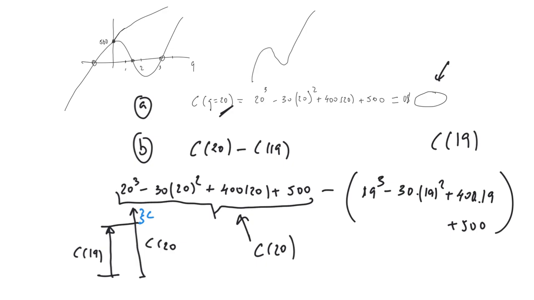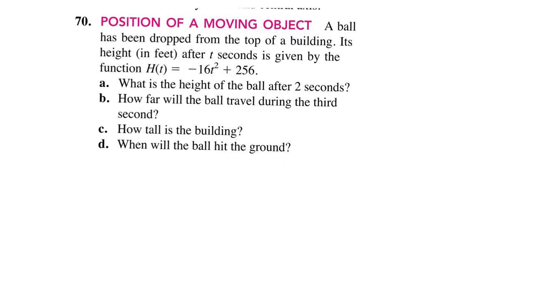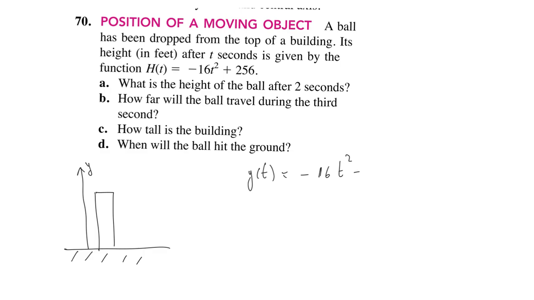Let's go to the next problem. Let's say here a ball has been dropped from the top of a building. So imagine this is the building, this is the floor. Its height after t seconds is given by a function h of t. Let's go, because this is the y-axis, h of t is the y, so we can write like this: y of t equals minus 16 times t squared plus 256. So at t equals 0, what happened?